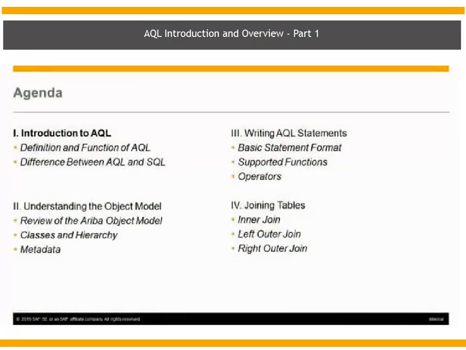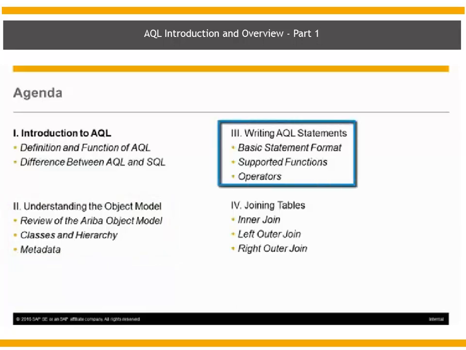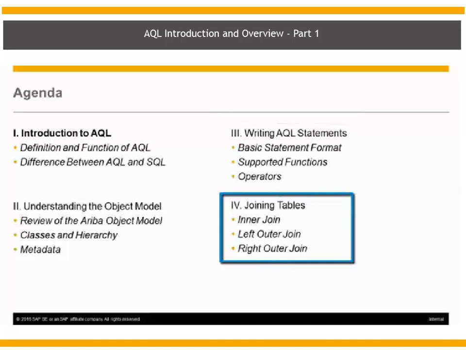The content we will cover will be divided into 4 main modules. Module 1 will give you a basic introduction to AQL and how it differs from SQL. Module 2 will be a review of the Ariba object model and how the data is organized in the database. Module 3 will give us the basic format and operators to start composing AQL queries, and Module 4 will dive into creating joins.